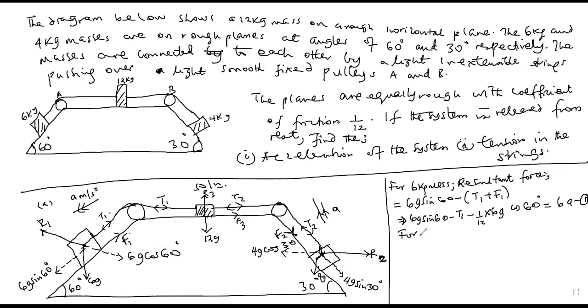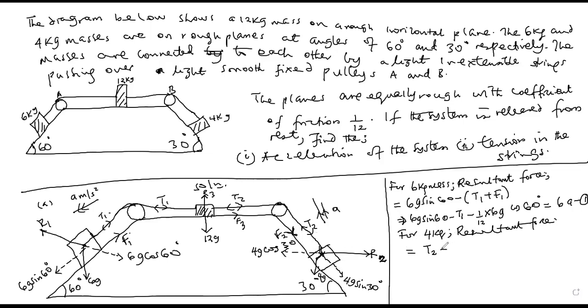Then if I go to the 4 kilogram mass, the resultant force is going to be equal to the 4 kilogram mass times acceleration. Since it is moving up, it means that this tension T2 is now the pulling force. Since the body is moving upward, this T2 is the pulling force, but it is going to be counterbalancing F2 and 4G sine 30 because they are the ones which are opposing the motion.